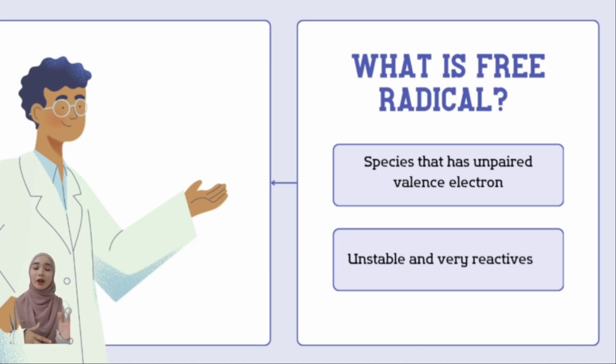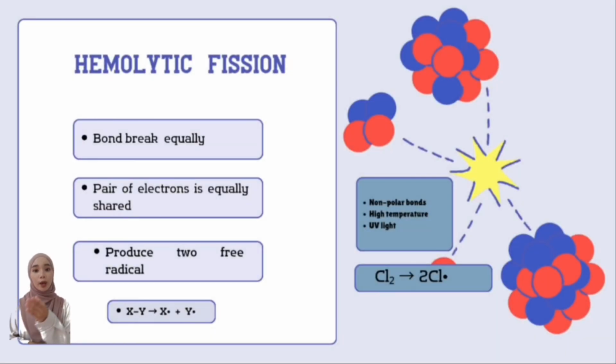So now let's move on to the next part, which is fission. Fission is divided into two: homolytic fission and heterolytic fission. Basically, fission is bond breaking or bond cleavage. Homolytic fission is a fission in which the bond will break evenly and the pair of electrons will be shared equally, producing free radical species. Usually this kind of bond cleavage is applied in non-polar molecule bond breaking.